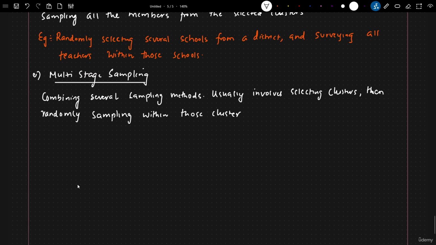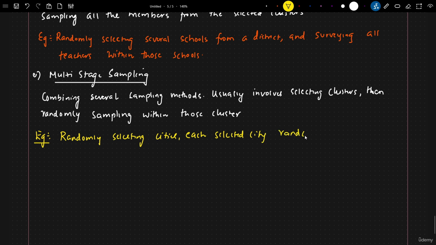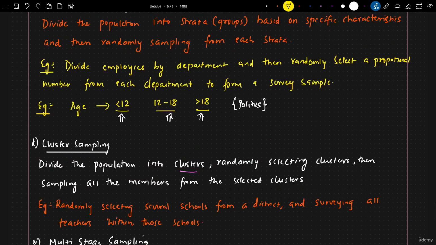So again, one example of this kind of sampling can be, let's say, first of all, we will randomly select cities for a specific survey. And then within each selected city, randomly selecting households to survey. Right? So this is basically called multi-stage sampling.